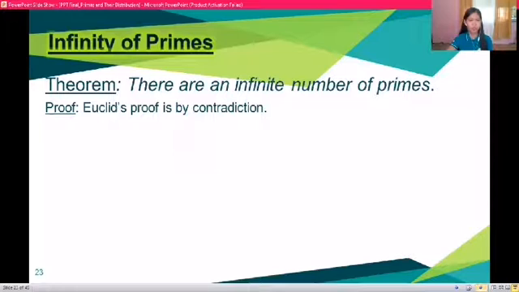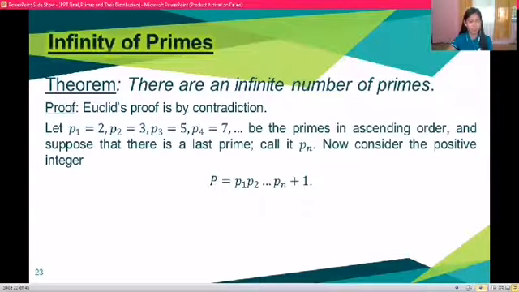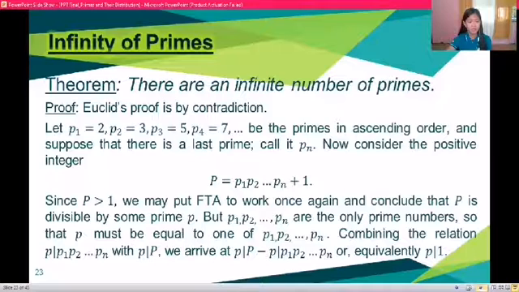Proof. Euclid's proof is by contradiction. Let p sub 1 is equal to 2, p sub 2 is equal to 3, p sub 3 is equal to 5, p sub 4 is equal to 7, be the primes in ascending order, and suppose that there is a last prime, we call it p sub n. Now consider the positive integer P is equal to p sub 1, p sub 2, to p sub n plus 1.